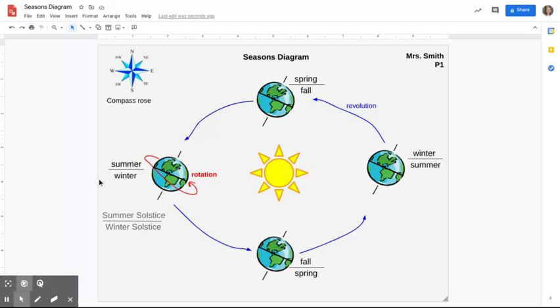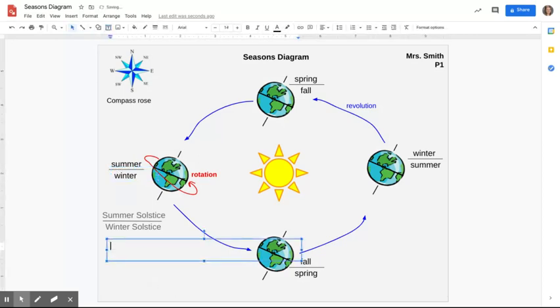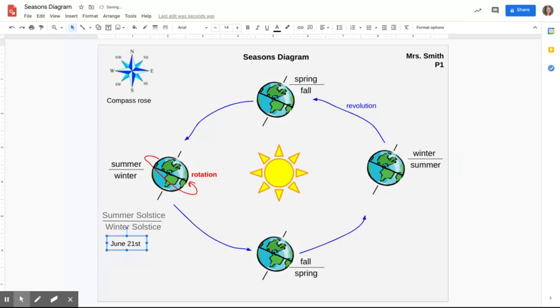Now in the northern hemisphere, we experience our summer solstice on June 21st, about. Now, sometimes that changes a little bit because as we revolve around the sun, we have that quarter of our day that kind of changes our position just a little bit. But I do want you to add the date for that.